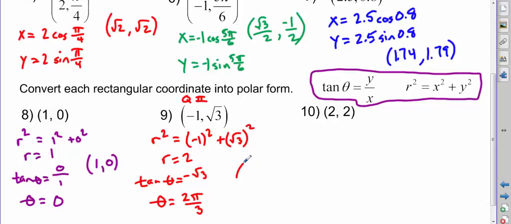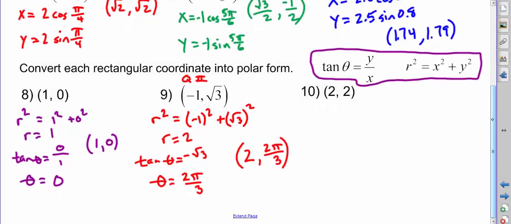And again, you can use your unit circle to see that. 2 pi over 3, the tangent of that angle would be negative square root of 3. And then our polar form of that point, negative 1 square root of 3, is 2 and 2 pi over 3. All right, one more for us to look at. And by the way, on any of these, there's more than one correct answer. I'm going with the ones that I would imagine you would use, but you could possibly use a negative radius, I guess, if you really wanted to complicate your life a little bit.